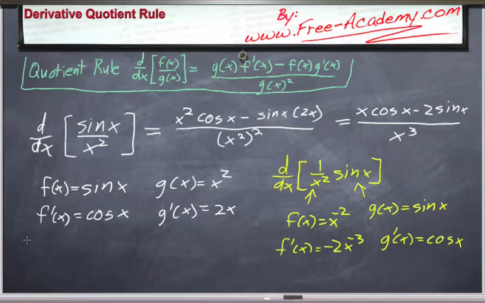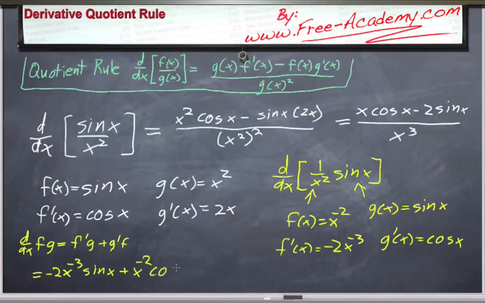So now we can plug that into our product rule, and let me rewrite it here. d by dx of f times g is equal to f prime g plus g prime f. So this will all equal negative 2 x to the negative 3 times sine of x, plus x to the negative 2 times g prime of x, which is cosine of x.